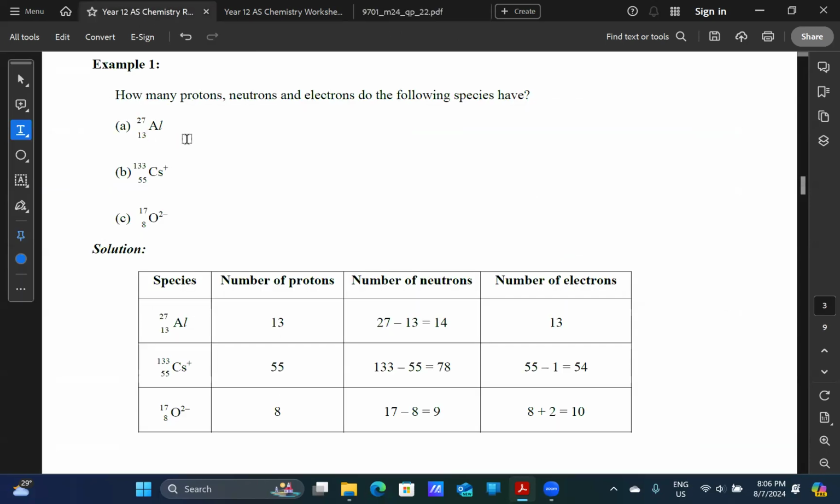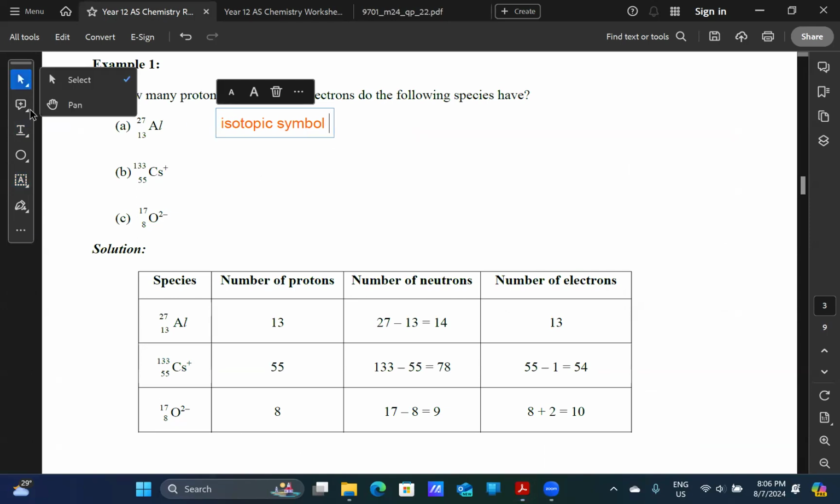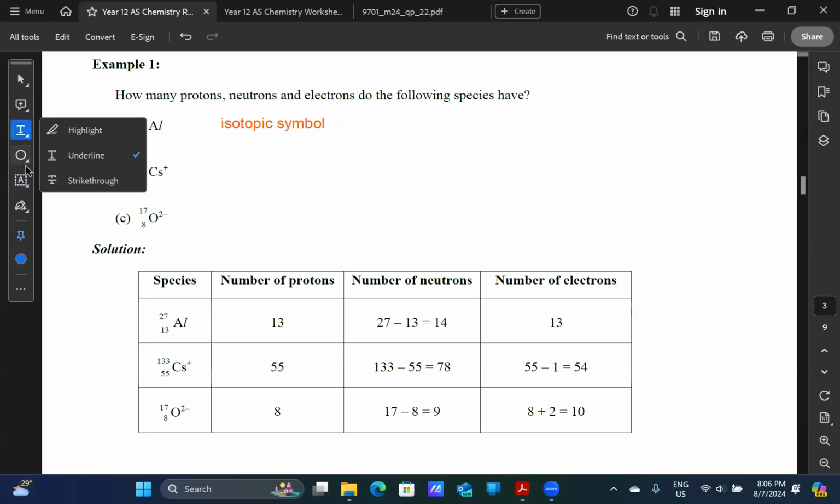So what do you call this symbol? This symbol is actually called the isotopic symbol. I will discuss what an isotopic symbol is in our 1.2 later on. When you see the word isotopic symbol, please take note. It is not the same as the cells in the periodic table.